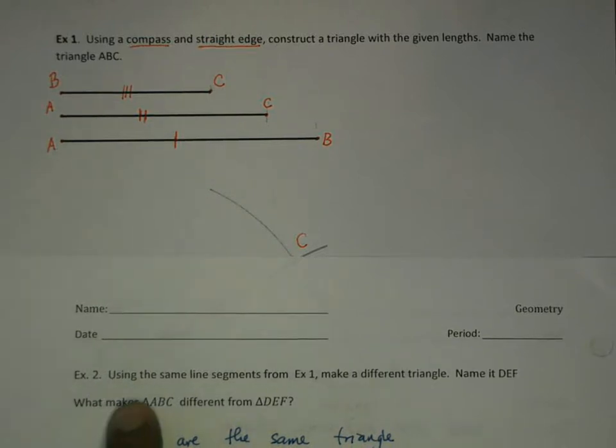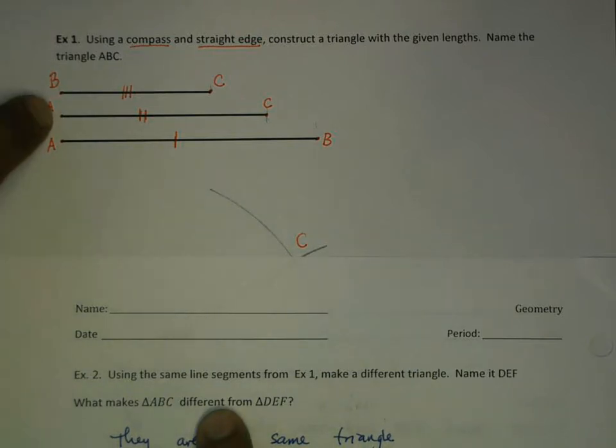Now, in example 2, we are asked to use the exact same 3 segments from example 1 and make a different triangle. This time name it triangle DEF, and let's see what makes triangle ABC different than triangle DEF. So I encourage you at this point to hit the pause button and try to figure this out for yourself. Just replicate the process, except maybe go in a different order. Maybe make the second line segment first, or the shortest line segment first, something like that, and see if you can produce a different triangle.